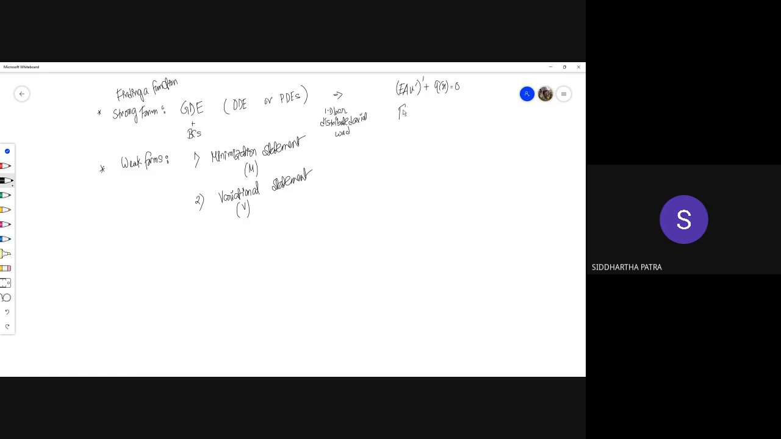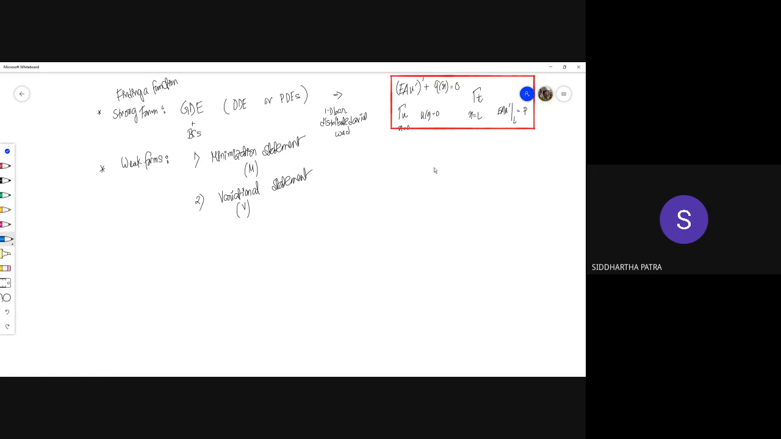For example, gamma U is X equals zero, where the condition is U0 is 0, and gamma T, the traction boundary condition, is actually at X equal L, which says EA U prime, this whole thing evaluated at L equals P. These are the boundary conditions. So all of this together is the so-called strong form.